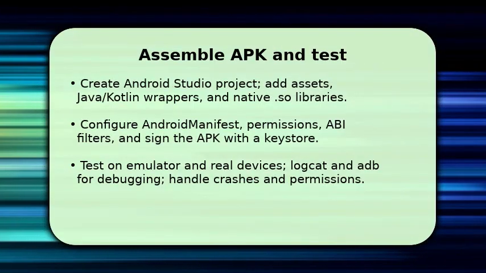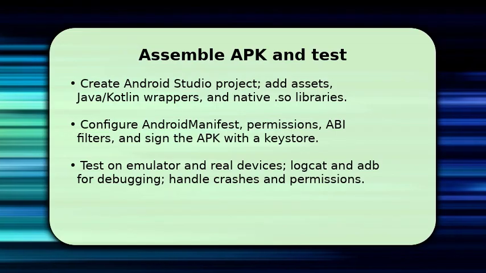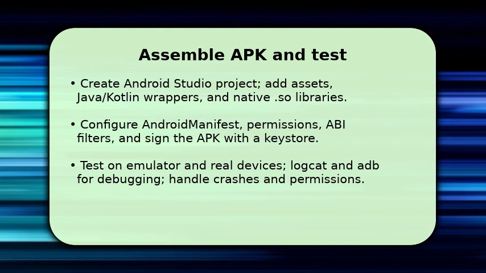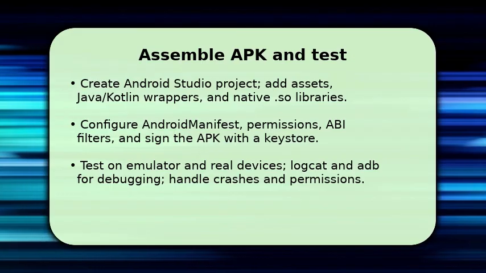under appropriate ABI folders. Configure Android manifest with required permissions and intent filters, set ABI filters, and sign the build with your keystore. Install to emulator and actual devices, then use ADB and Logcat to track crashes and runtime errors. If unresolved crashes occur, check native stack traces and missing permissions. Adjust JNI bridges and rebuild.